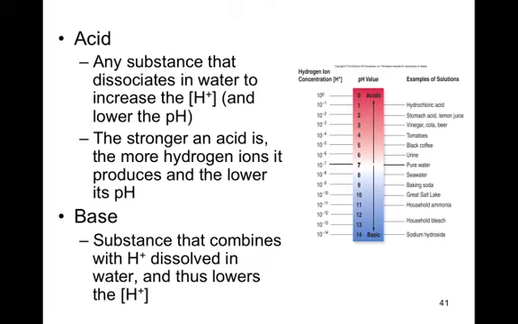Take a moment here and consider which has the highest number of hydrogen ions. Tomatoes with a pH of 4, or baking soda with a pH of 9. Which one has the most hydrogen ions? If you said tomatoes, you're good to go.